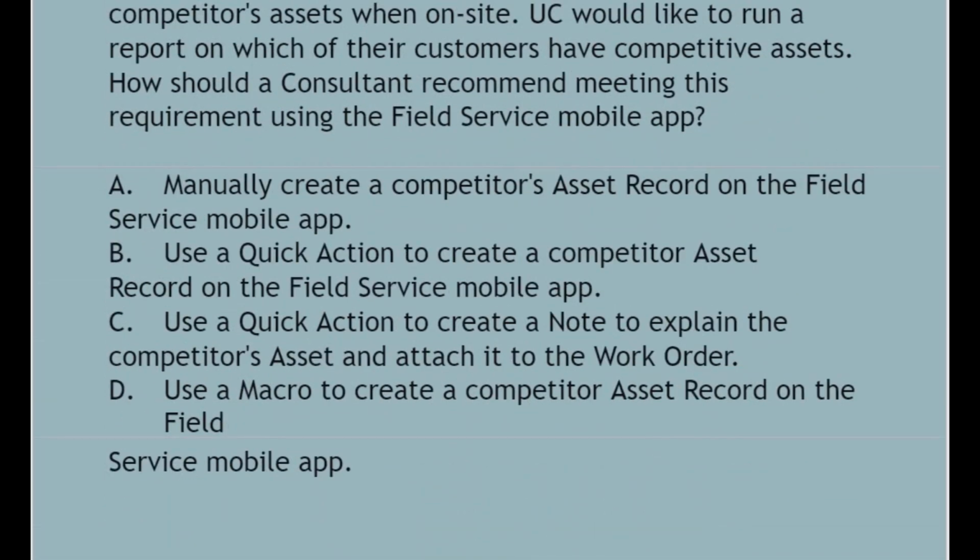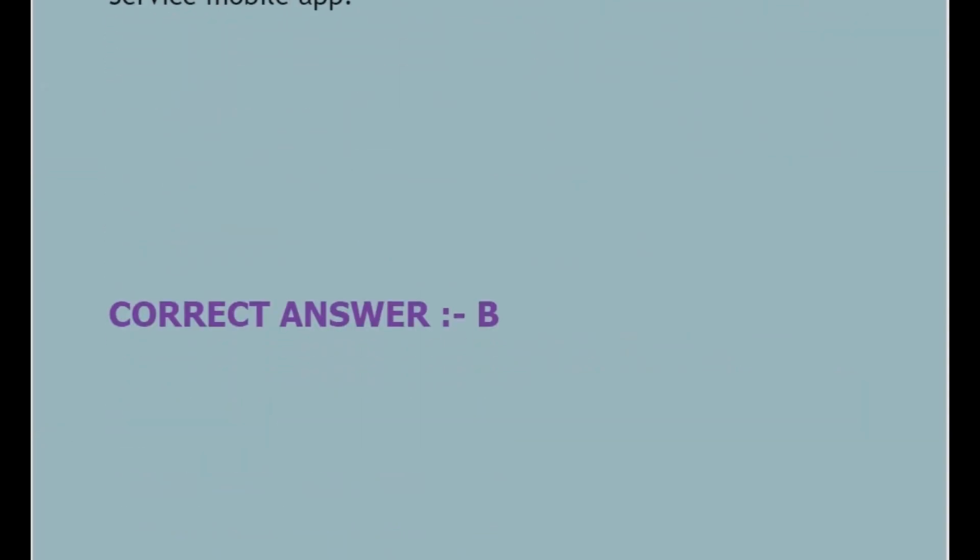Option A. Manually create a competitor's asset record on the Field Service mobile app. Option B. Use a quick action to create a competitor's asset record on the Field Service mobile app. Option C. Use a quick action to create a note to explain the competitor's asset and attach it to the work order. Option D. Use a macro to create a competitor's asset record on the Field Service mobile app. Correct answer is option B.